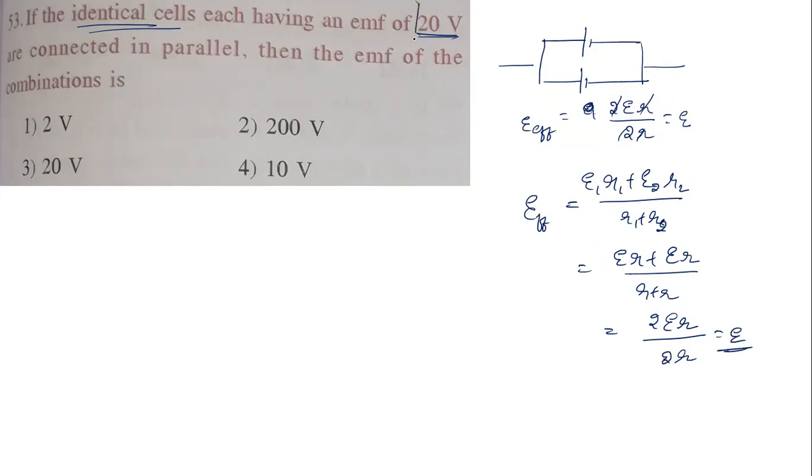So initially how much was given? 20. How much must be there now also? 20, since they are connected in what now? Parallel combination. Okay, that is question number 53. Look at the last question now, the last question of the class today.